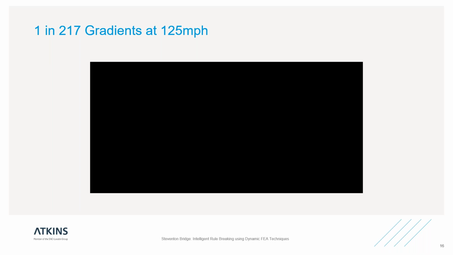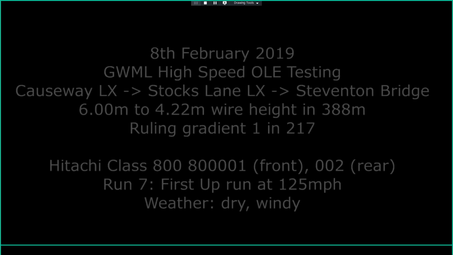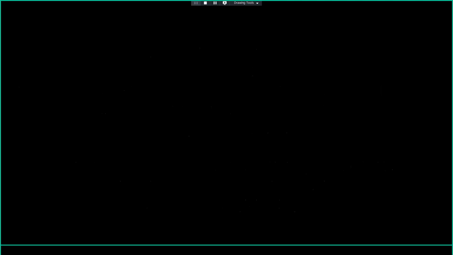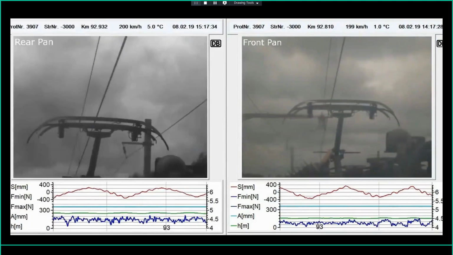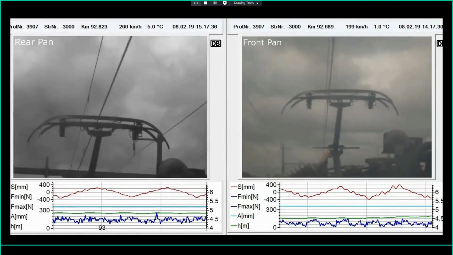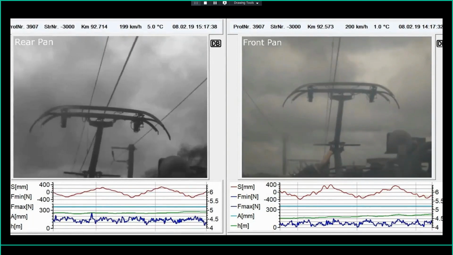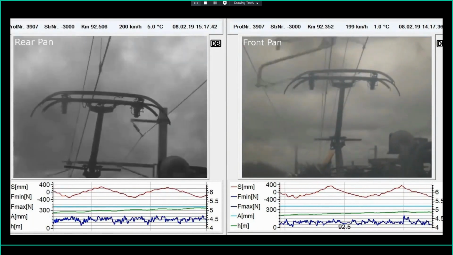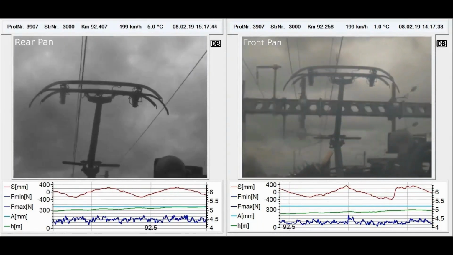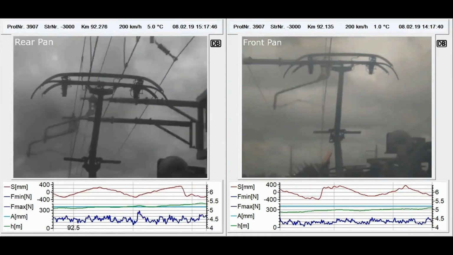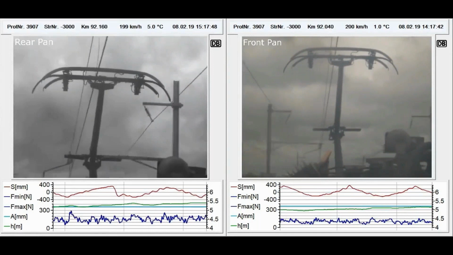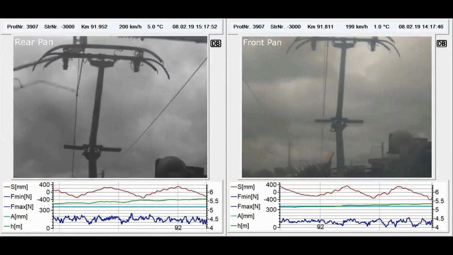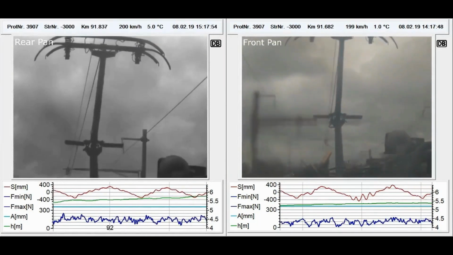So the first run at 125 mile an hour was run 7. The weather conditions were very gusty, but at this point still dry. The left is the rear pan, the right is the front pan. Now, what we're seeing at the moment is we're rising towards the level crossings on a nice compliant gradient. So what you see now is an almost imperceptible lifting of the pan. That's a normal rate of rise for a pantograph.